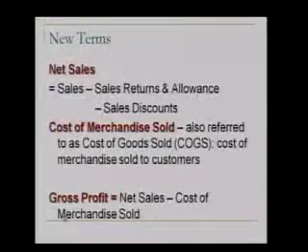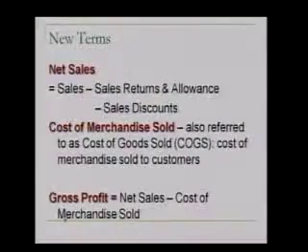So yeah, there are some new terms, which I think I've covered. What are net sales? What is cost of merchandise sold? Another term for that is cost of goods sold. It means the same thing: what was the cost of the merchandise sold, or the goods that were sold? What is gross profit? Net sales less cost of merchandise sold.